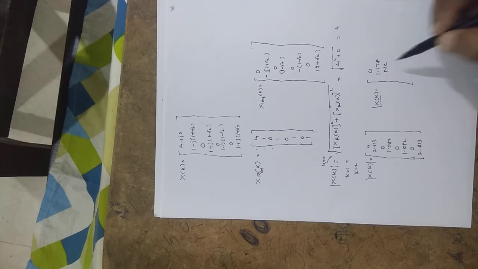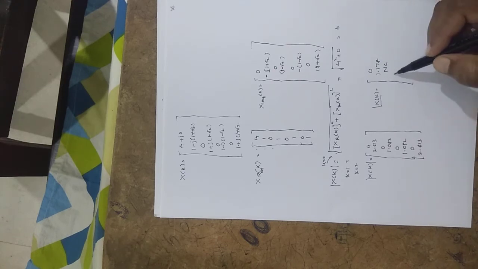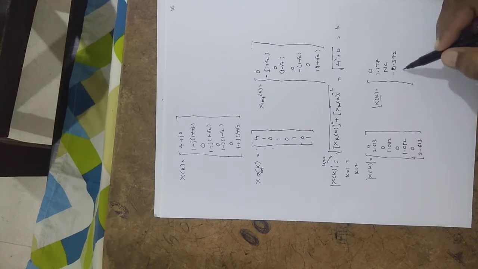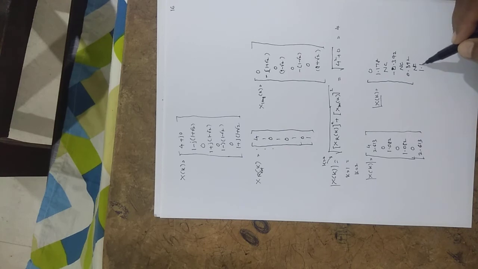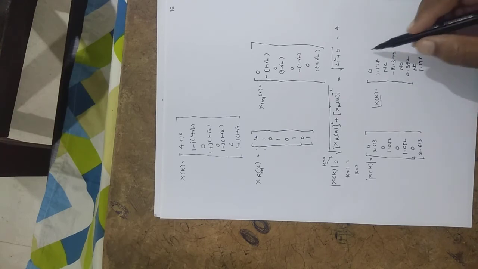This is not calculated, 0 by 0 form, minus something by 0 form, 0.392. This is not calculated, 0.392. This is not calculated, 1.178.